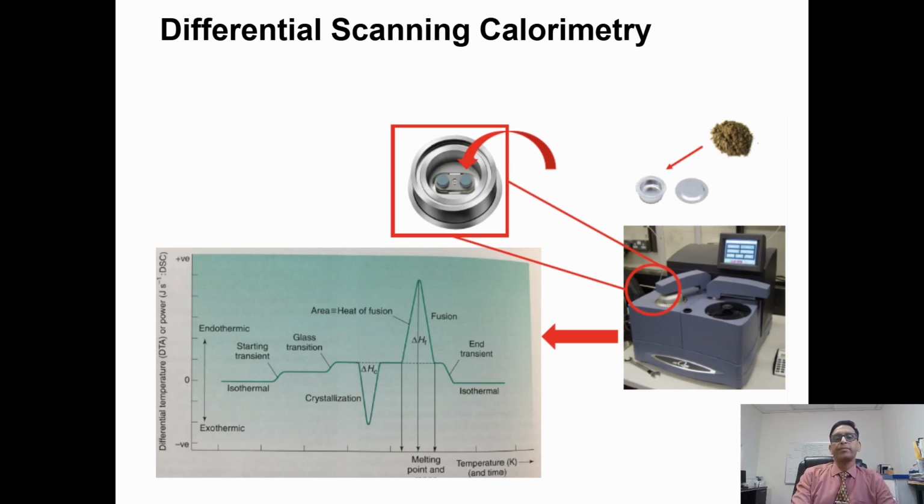So this is how we analyze the molecule, where you can see isotherm stretching, then the starting transitions, then glass transition, then crystallization, then fusion, then transition. These are all the structural changes that occur with temperature. These characteristics will be analyzed by using differential scanning calorimetry, or DSC.